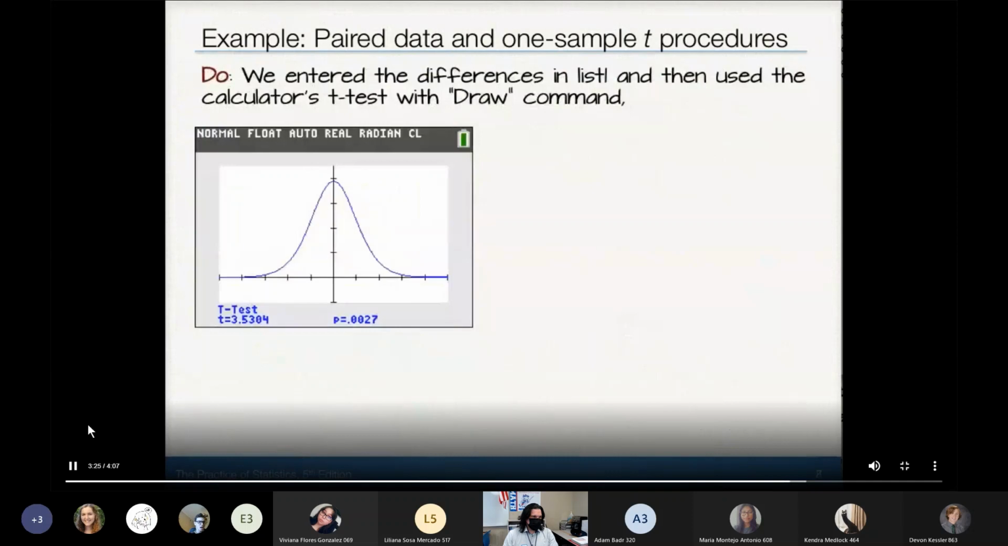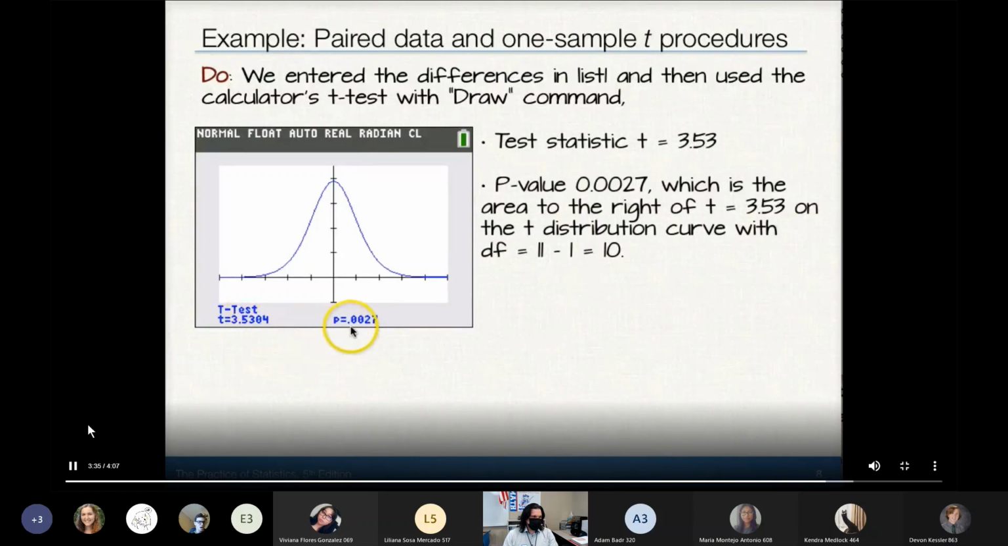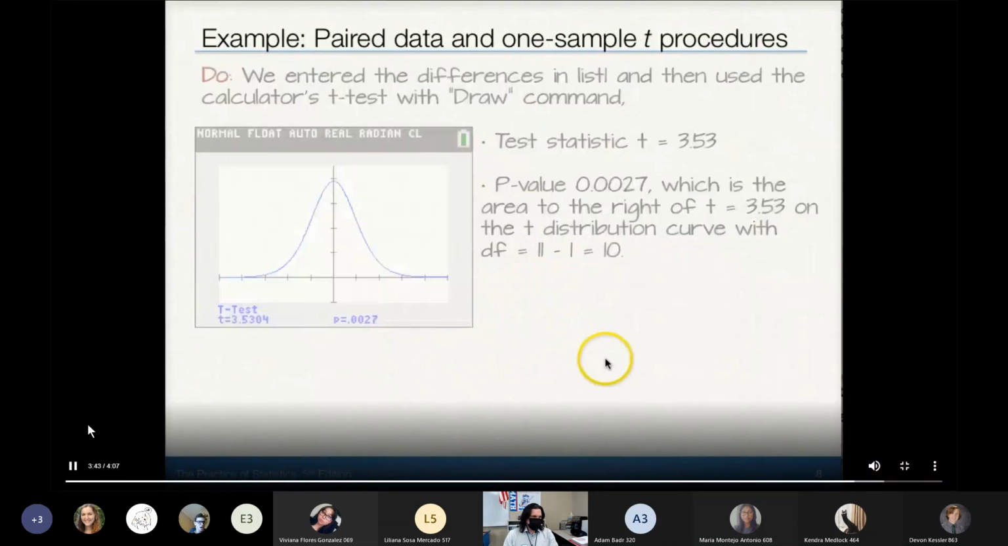Now we entered the differences in list 1 and then used the calculator's t-test with the draw command to perform this test. We see our t statistic here is 3.53, and we get a p-value of 0.0027. That's the area to the right of t equals 3.53 on the t distribution curve with 10 degrees of freedom.